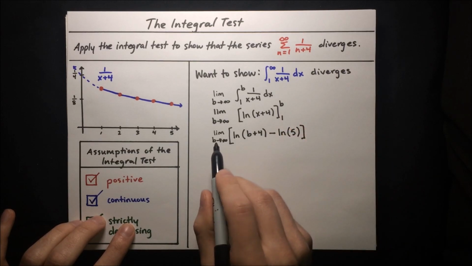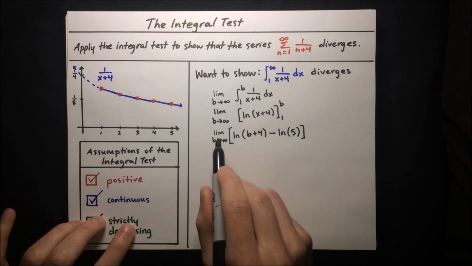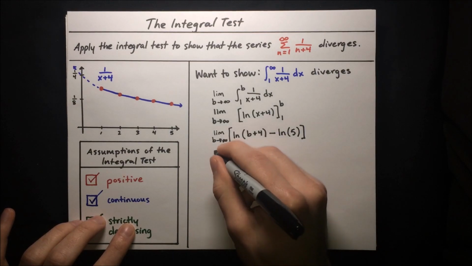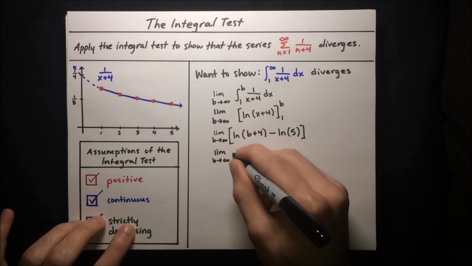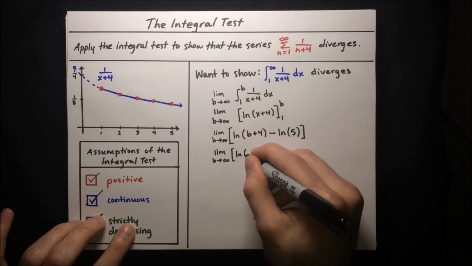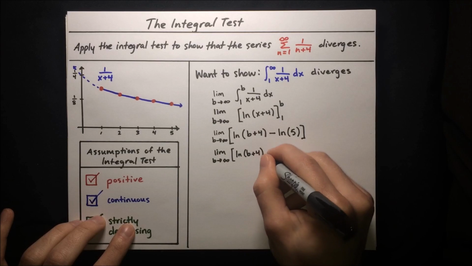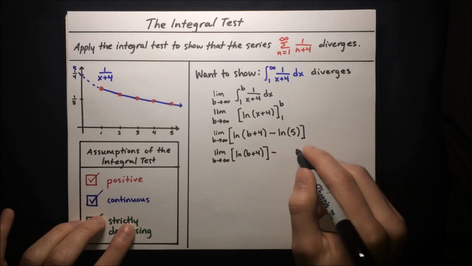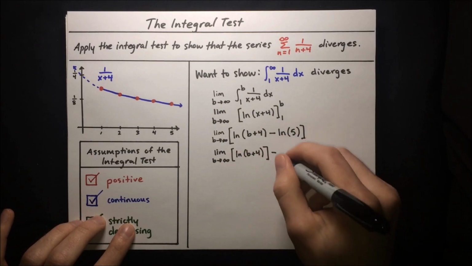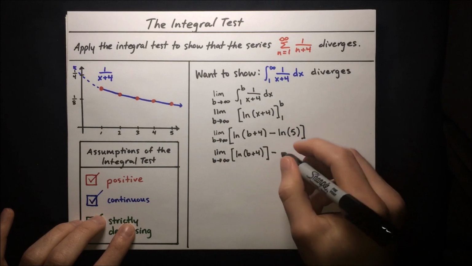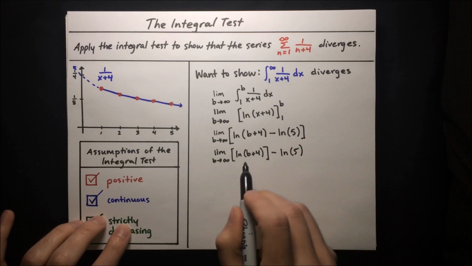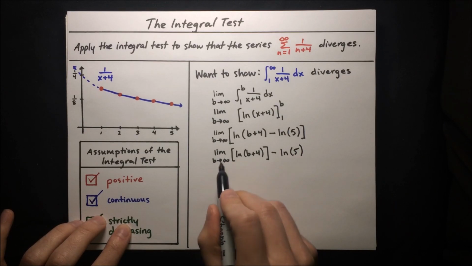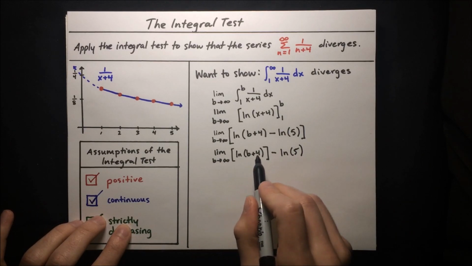Alright, so now we can just compute the limit, and we just need to split up the limit over the two terms. So let's do that. Limit as b goes to infinity of natural log of b plus 4, and then minus, well, this term doesn't have any b in it, so the limit of this term is just ln of 5.